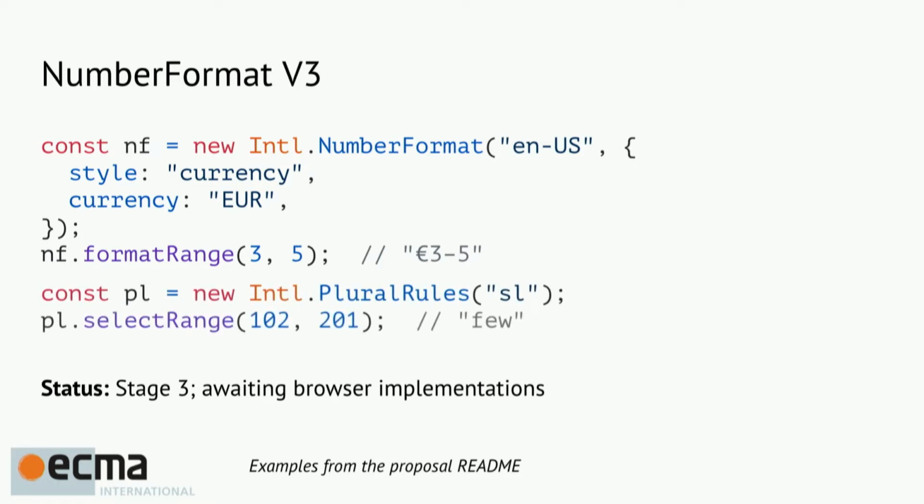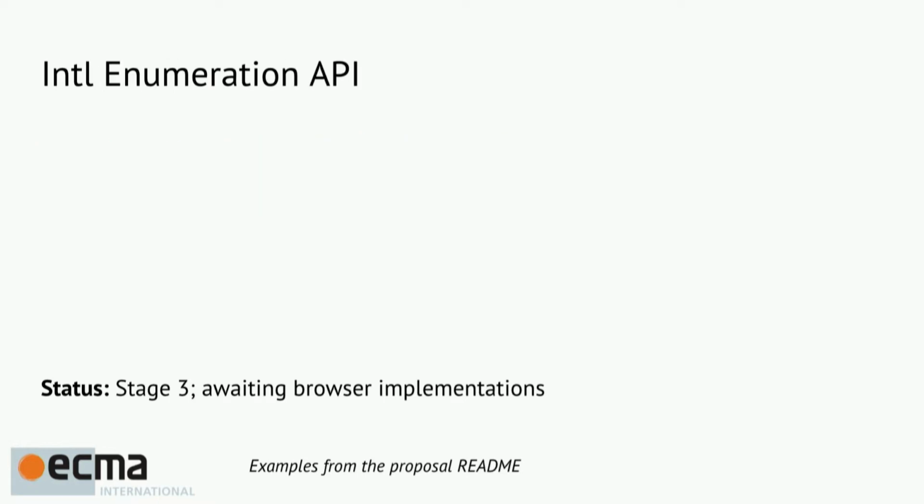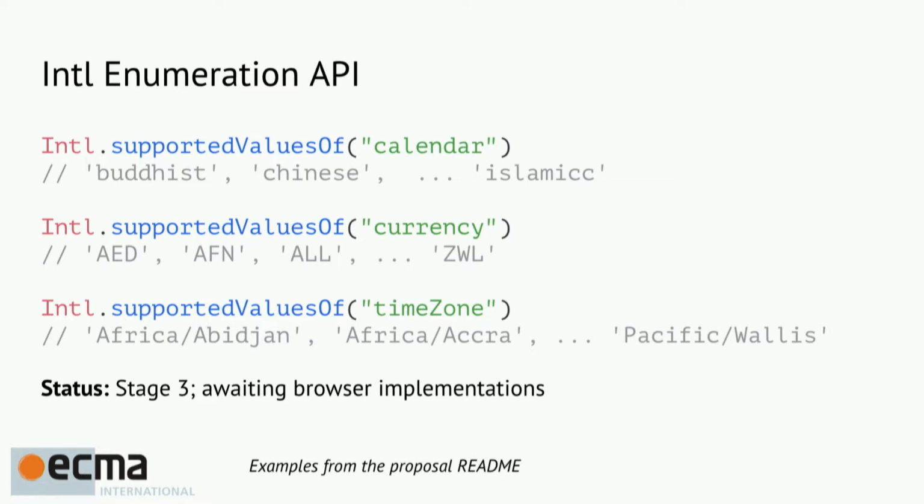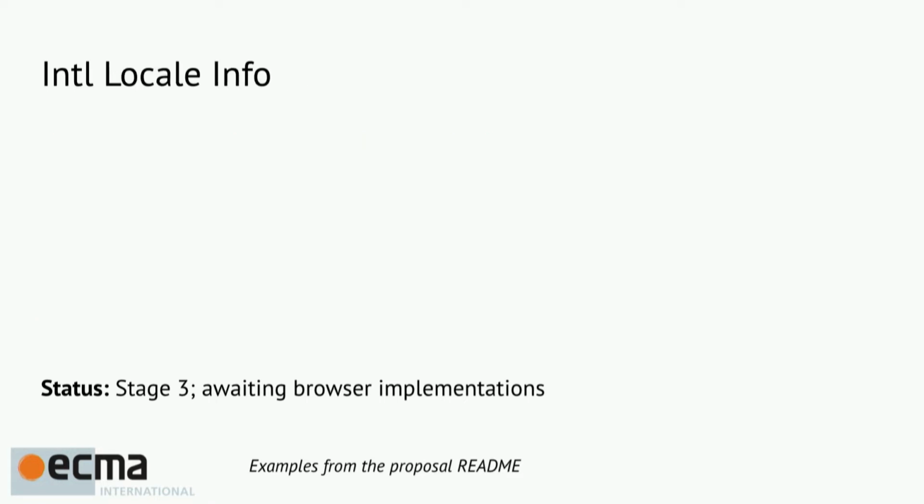We'd also do it with the plural rules, so you can use ranges both in the regular number format as well as plural rules. The Intl enumeration API lets you get lists of everything that the browser supports in a particular category, which again could be useful for selectors, for menus, as well as for data accessing and other things that the application might need. You can get the full list of everything that's available.